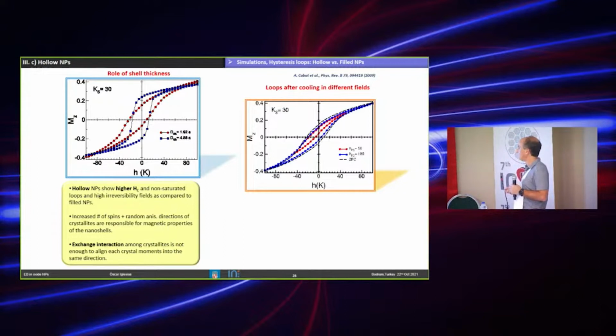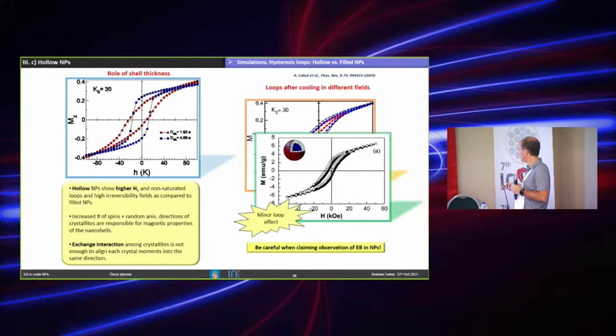And another thing that you can understand, again, is that performing the hysteresis loop in field cooling conditions in two different fields, and comparing with the zero field cool, what you observe is an apparent loop shift, like in this red one, that when field cooling in higher fields becomes non-shifted, right?